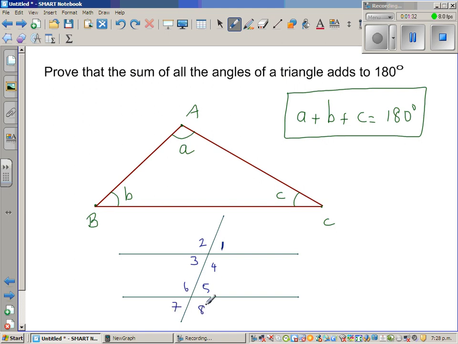1, 2, 3, 4, 5, 6, 7, and 8. You've got 8 angles, and these two lines are parallel. So this is the notation of parallel, and this is a transversal. So this is line L, this is line M, and this is T. Now you should know the Z angles, or the alternate angles, are equal. When lines are parallel, you get two pairs of alternate angles.